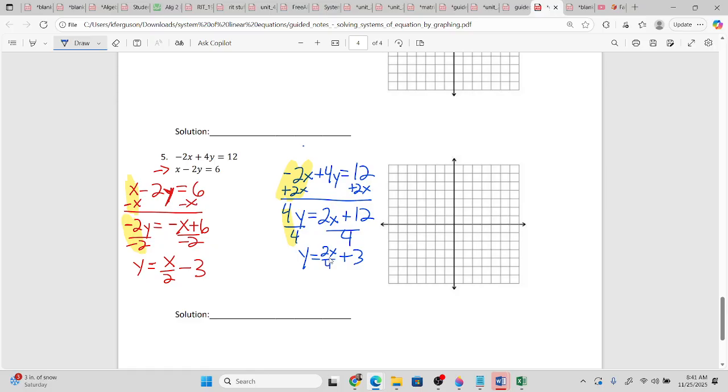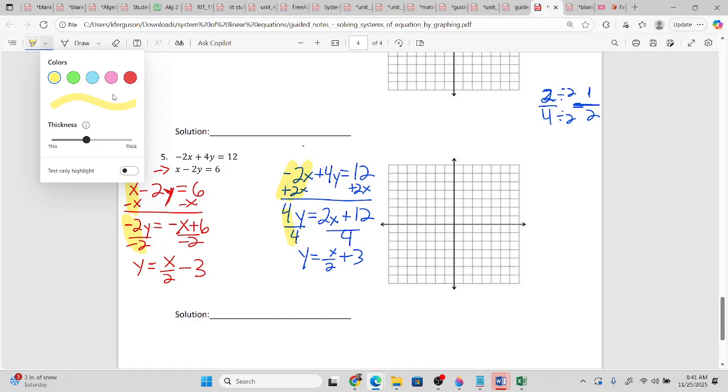What's 2 over 4? Can I do anything with that? Two over 4. Nothing sticks out to you about that? I can divide by 2 or reduce this thing by 2. So if I divide by 2 on the top, I get 1. 4 divided by 2 is 2. So I end up getting x over 2.